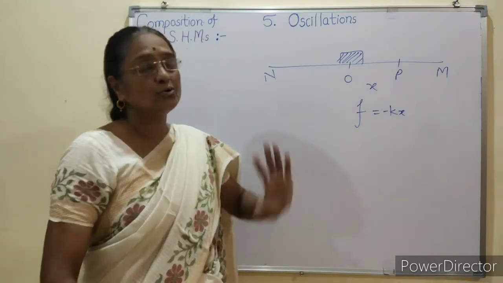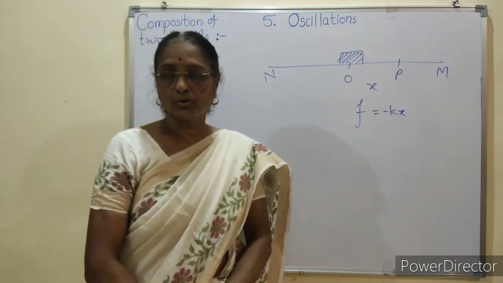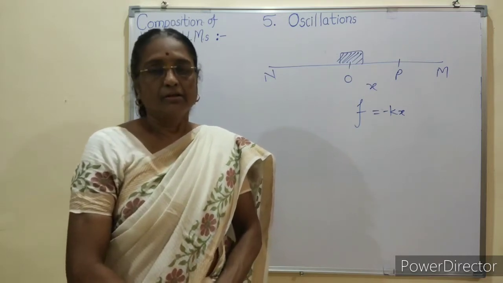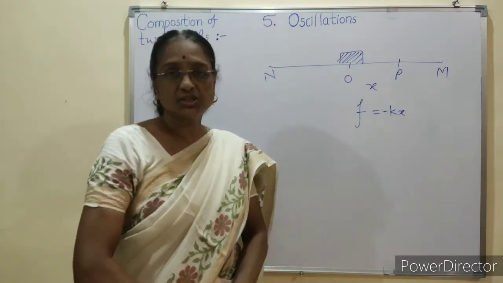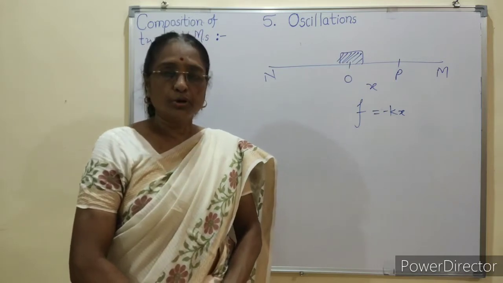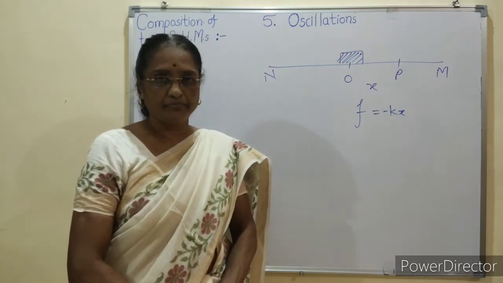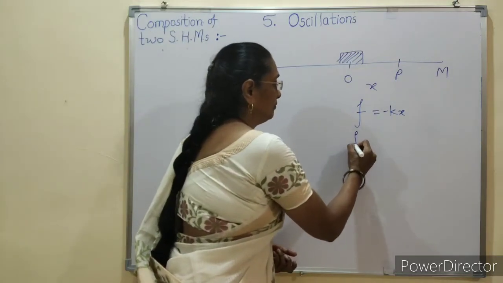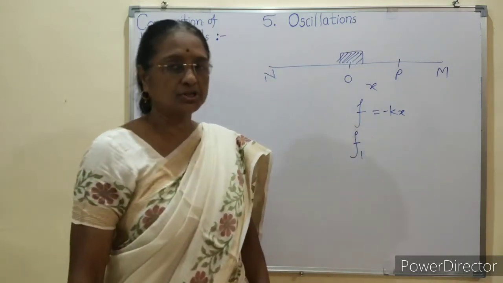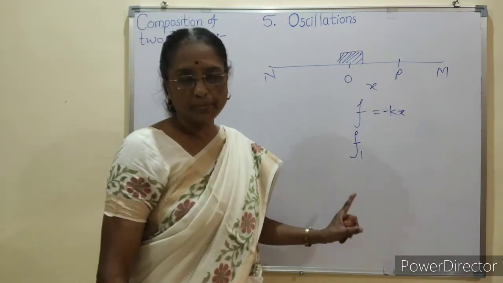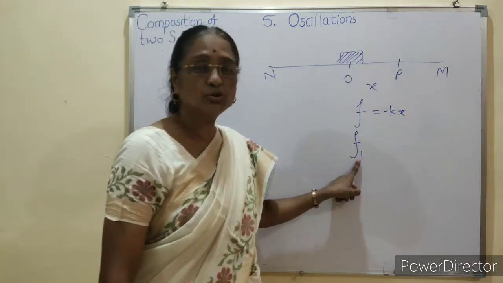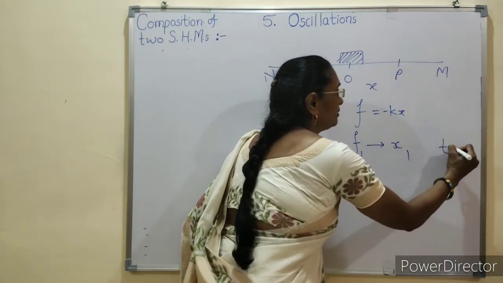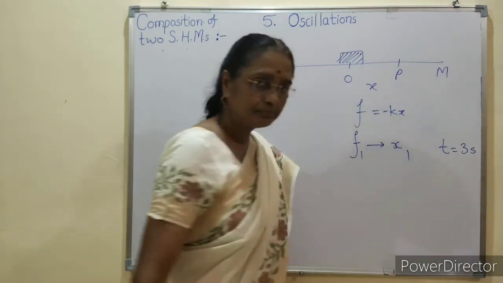Now we have to apply two forces at a time. Means the block is subjected to two different forces at a time. So first we consider here that in the first step, suppose one force is applied so that the restoring force is F1. It produces the displacement x1 in time say 3 seconds.